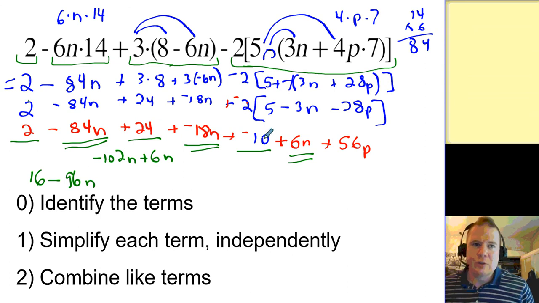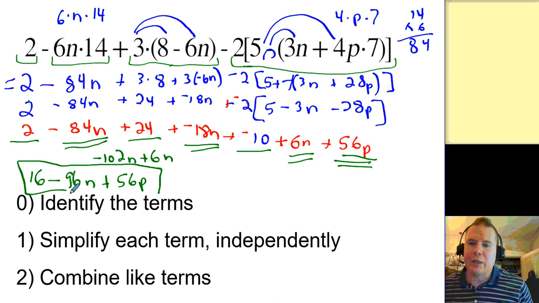So we did the constants, we've done the n's. All that's left is this single p term. No other p terms to combine it with. So 56p stays unchanged. And these three terms cannot be combined. So that's my answer.